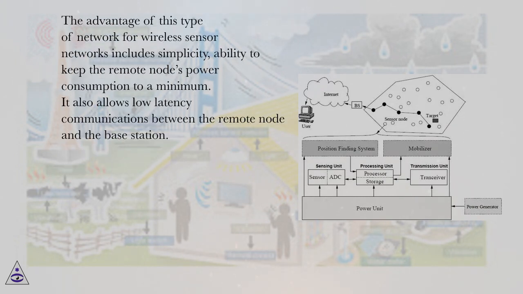The advantages of this type of network for wireless sensor networks include simplicity and the ability to keep the remote node's power consumption to a minimum. It also allows low latency communications between the remote node and the base station.